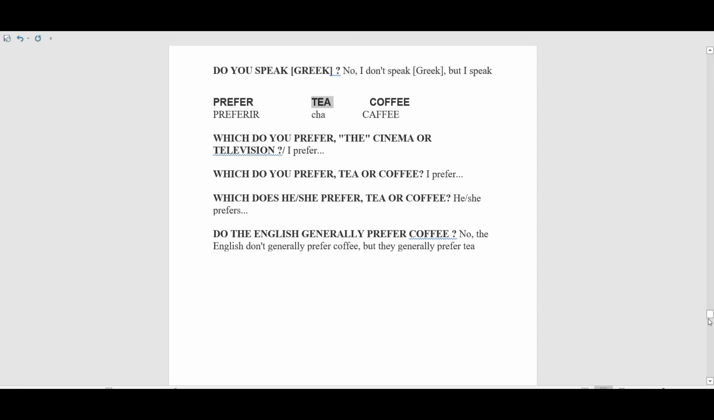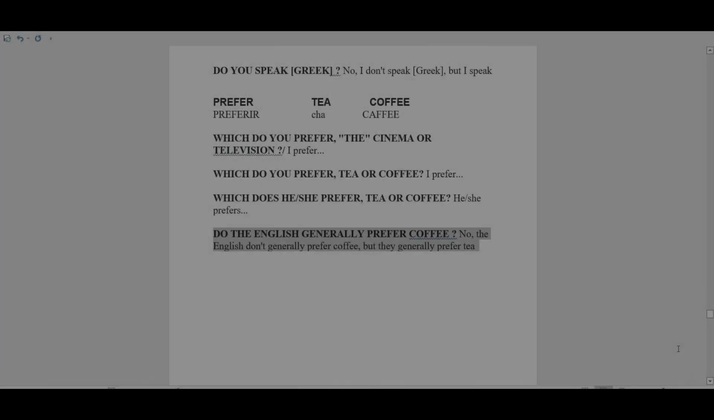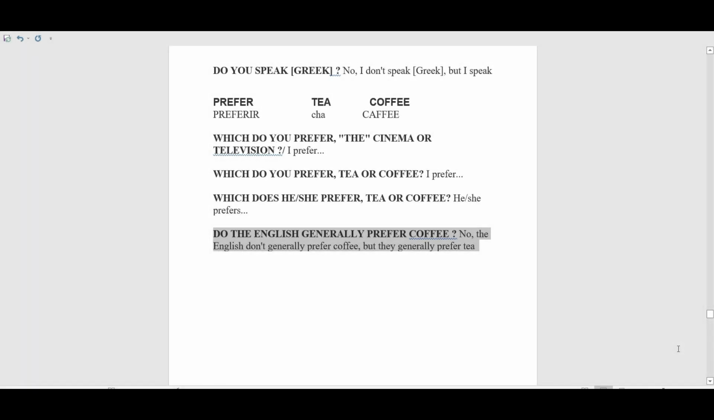Prefer. Tea, coffee. Which do you prefer, the cinema or television? I prefer. Which do you prefer, tea or coffee? I prefer. Which does he, she prefer, tea or coffee? He, she prefers. Do the English generally prefer coffee? No, the English don't generally prefer coffee, but they generally prefer tea.